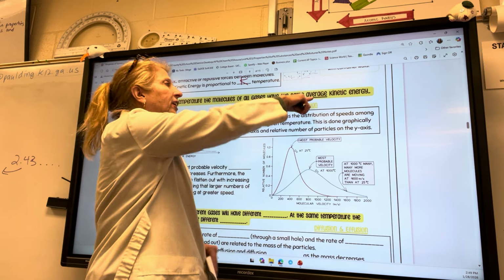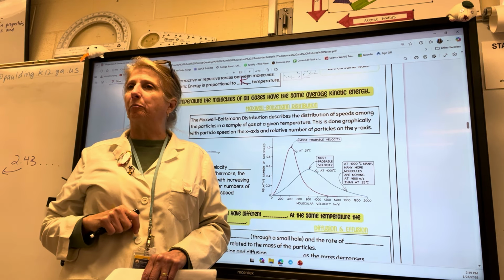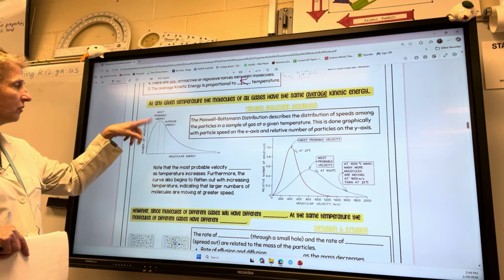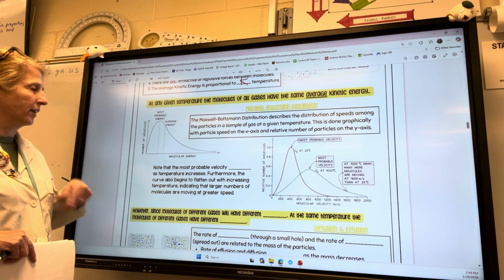Does every single molecule go at the same speed? No, it's the average. So we can do a little graph of it. Here's the number of molecules and the molecular energy, and the average is right there. That's what the temperature is going to be. Most probable is under there, but there's the average. I said it backwards. Okay, so here's our little curve. The highest part is the most probable, but the average is right there.